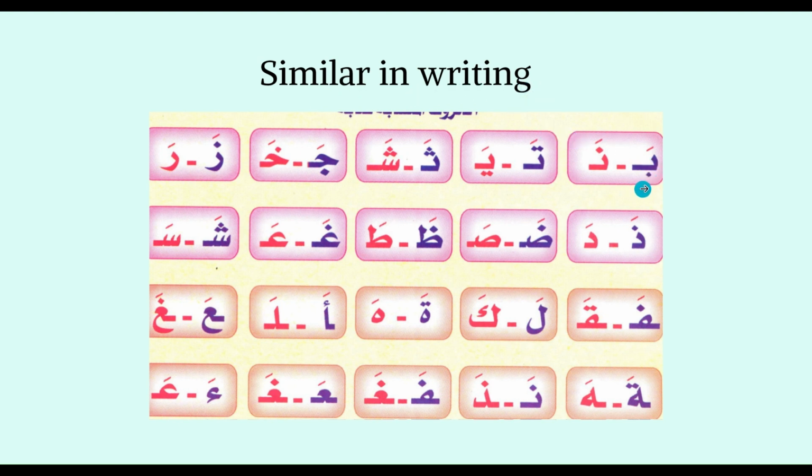As you can see, باء, the difference between باء and noon is the position of the dot. So with باء it's on the bottom, with noon it's on top. The difference between تاء and ياء: the two dots of تاء are on top and the two dots of ياء are on the bottom. Don't worry, it's too easy. It's just to make you more professional and better in letters.